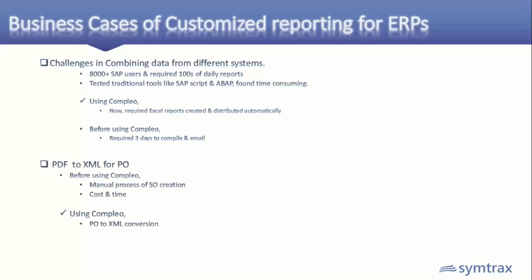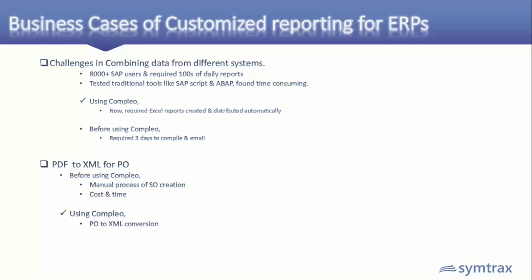Let's discuss another business case where Complio fulfilled their requirement. This business case is for converting PDF to XML in the PO to SO process. It belongs to the pharma industry, where before using Complio, they had to check each and every purchase order manually and then create a sales order in SAP, which is a manual process. Using Complio, we helped them automate their PO to SO process.